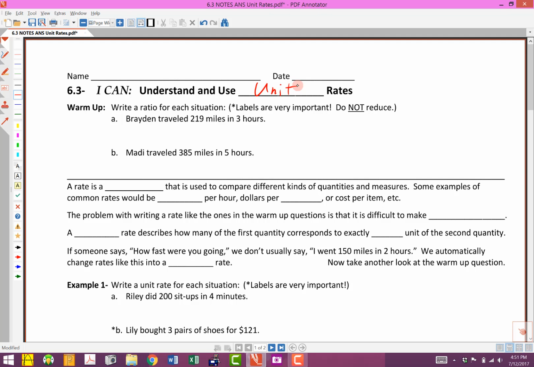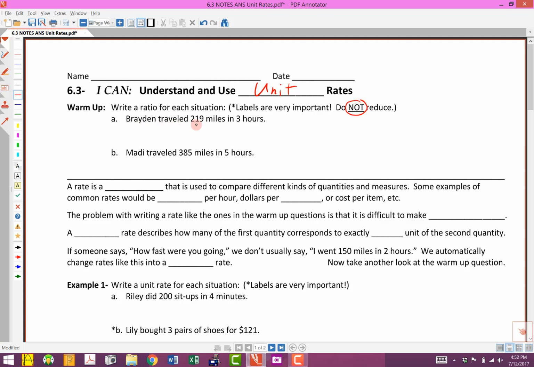So here's the warm-up question. It says write a ratio for each situation, and just a reminder that labels are really important. And on this particular one it says do not reduce. Okay, we usually do reduce them. We write them in simplest form, kind of like we're reducing fractions. But on these ones I don't want you to reduce.